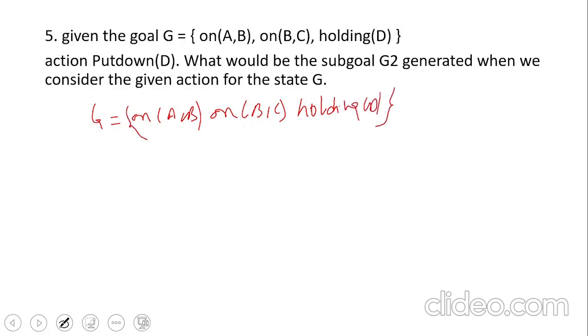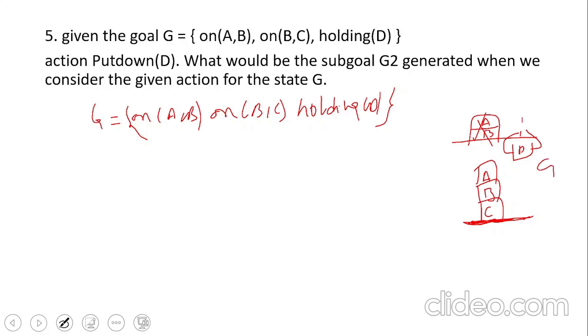This is our Z. That is on BC, meaning that first we are having C, next we are having B on BC, and A on AB. But we didn't mention anything on table C, as I can't write C on the table. Now it is holding D. Okay, so this is the goal we are having. Now what is the action we are performing? Put down D.